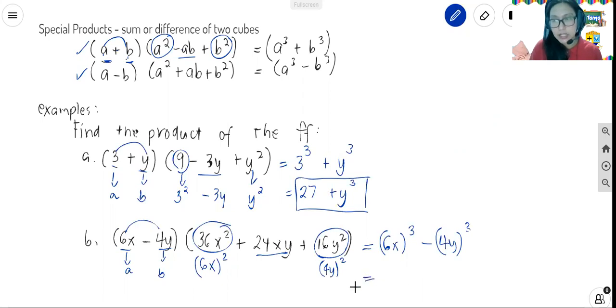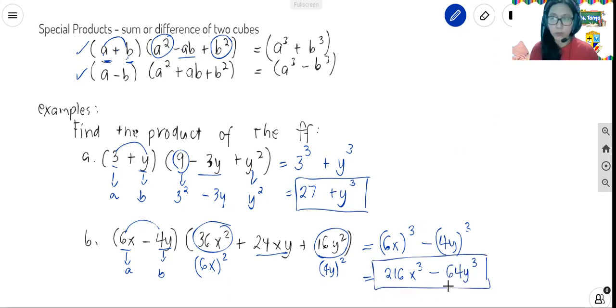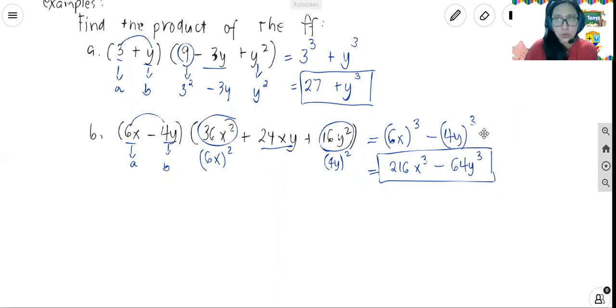And that would give us 6 times 6 times 6, which is 216x cube, minus 4 times 4 times 4, that's 64y cube. Okay. So again, before you proceed to doing the answer for the pattern, make sure that the question fits the special product pattern. So let's do it on your own.